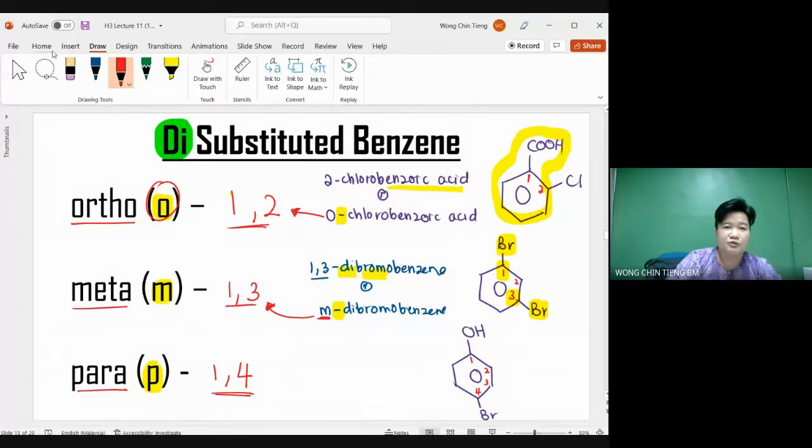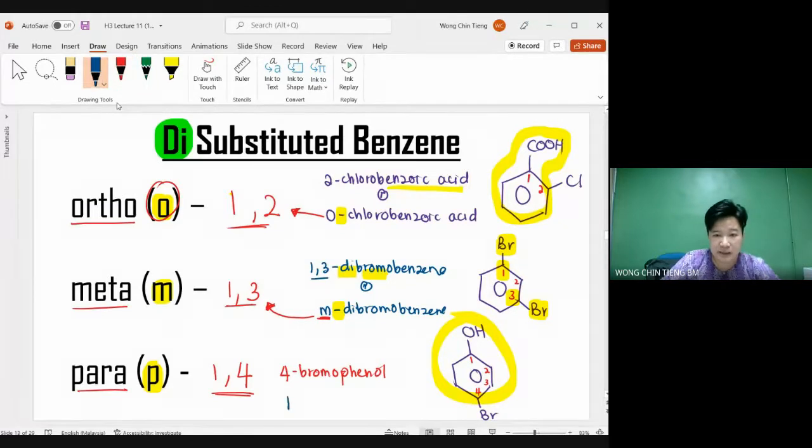Okay. Sama juga dengan yang bawah. Yang bawah, nama dia akan jadi 4-bromophenol. So selain daripada guna 4-bromophenol, saya boleh ganti guna P, para, 1,4 position, para dash bromophenol. Okay. Alright. And any questions so far? Senang ya ni? Position. Okay.